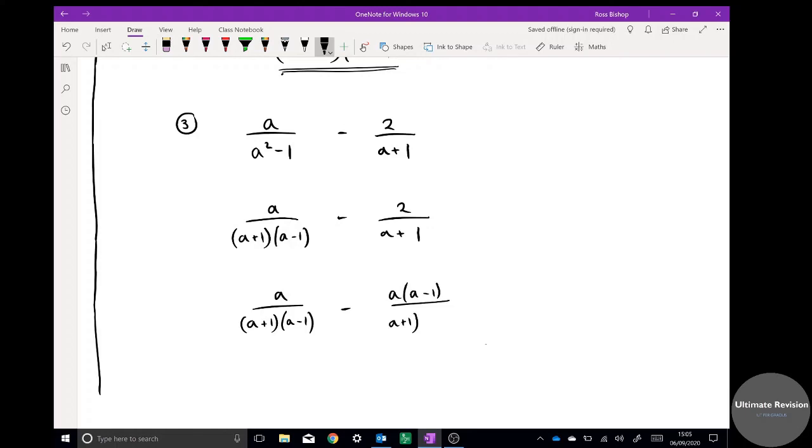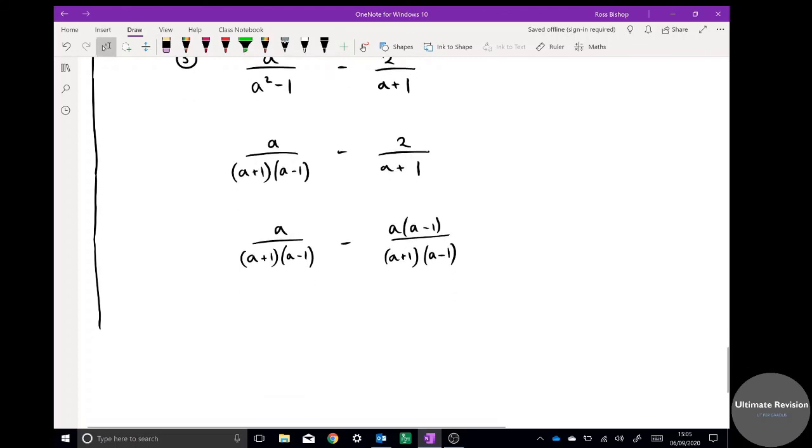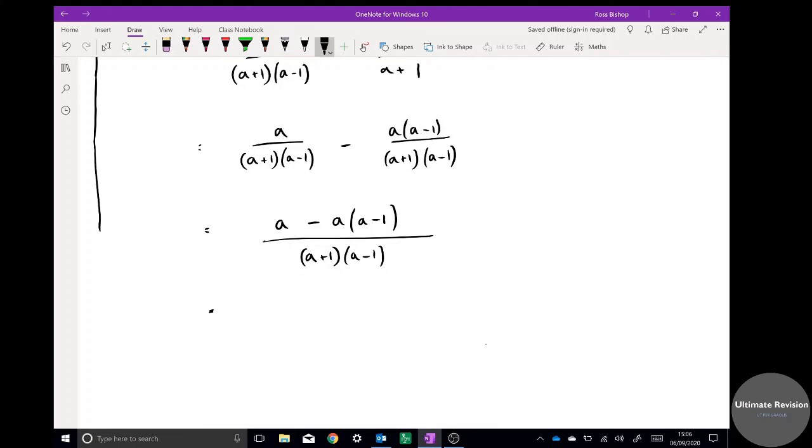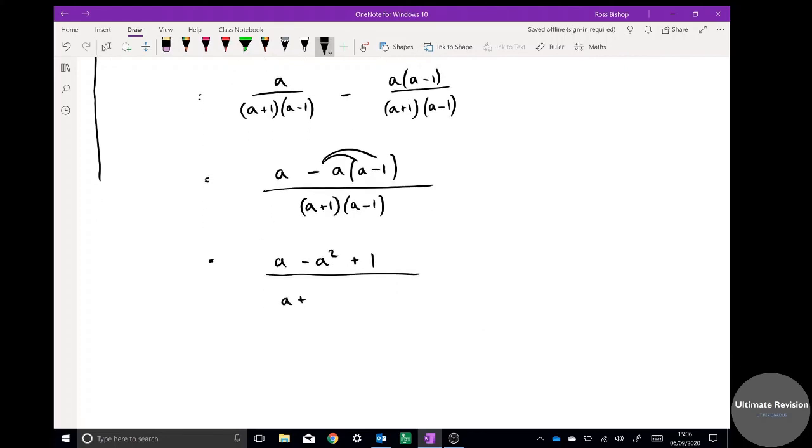If I multiply the second fraction by a minus 1 on the top and the bottom, I now have a common denominator. And now I can just go ahead and write the bottom like this. The top is going to be a minus 1. Okay, I'll be very careful when I'm expanding the brackets on the top. a minus a squared plus 1, over a plus 1, a minus 1.